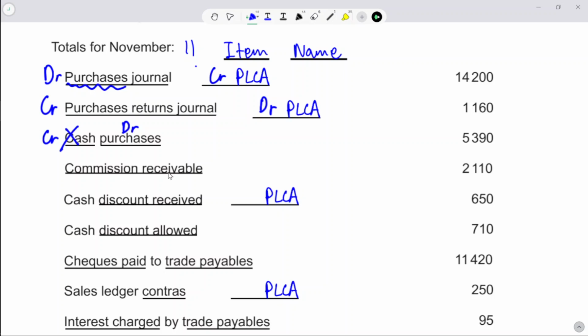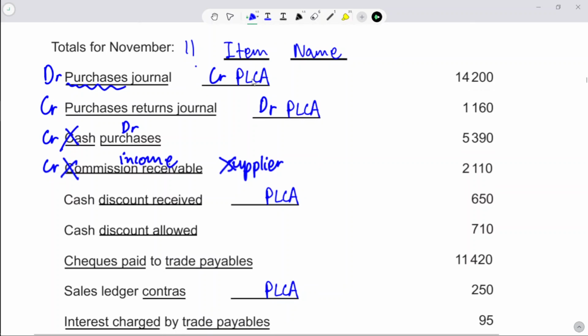Then let's see commission receivable. Okay. This one is actually an income. So this one is credit income. But it shouldn't be supplier, right? Supplier, you pay supplier, right? But this one is income, right? So it doesn't make sense. So cross it.